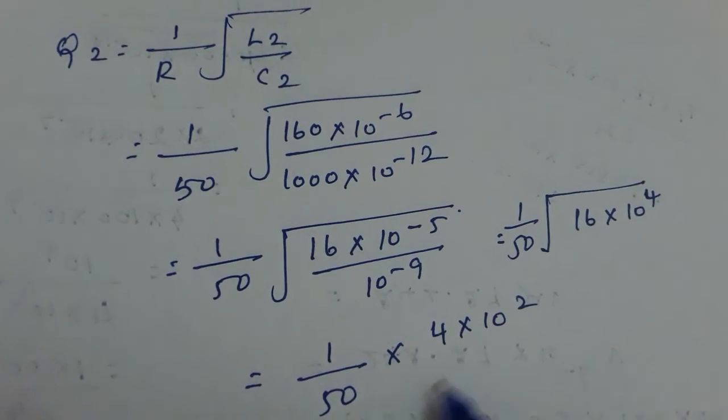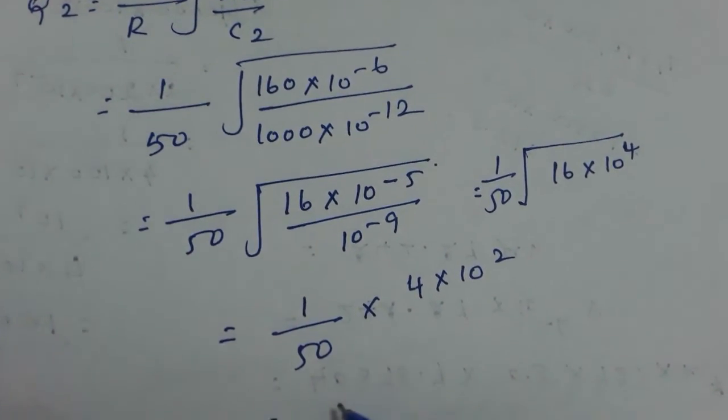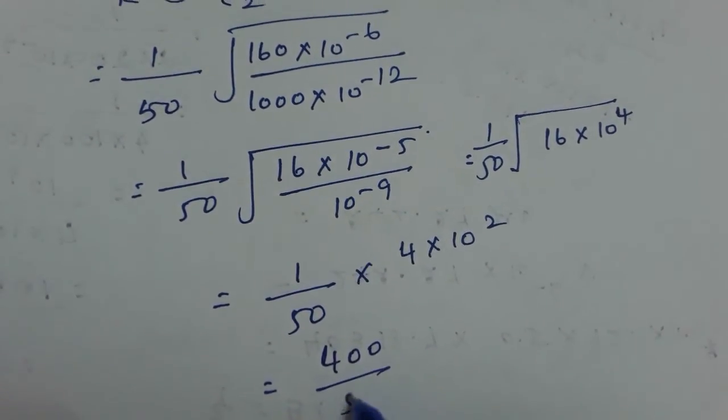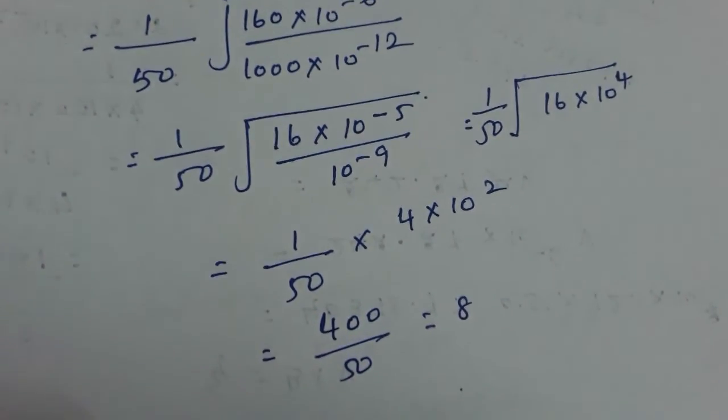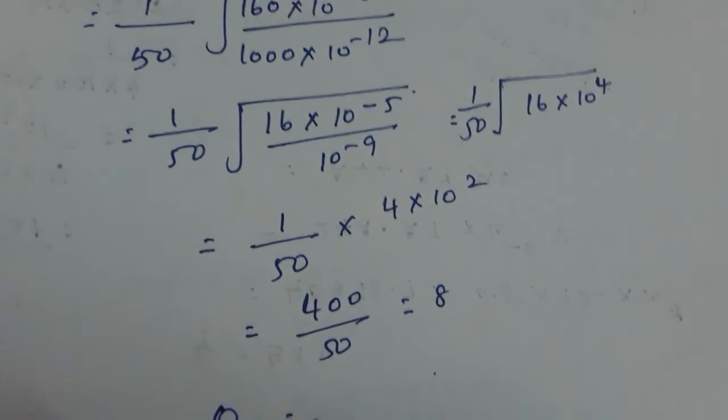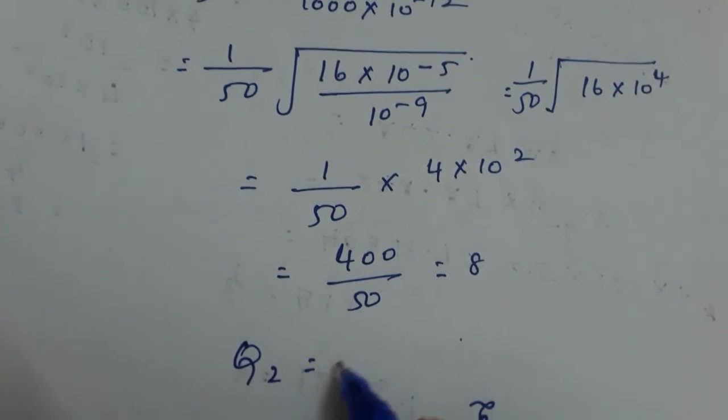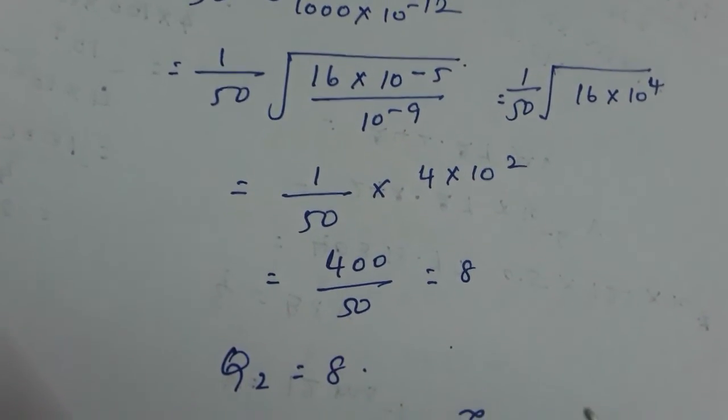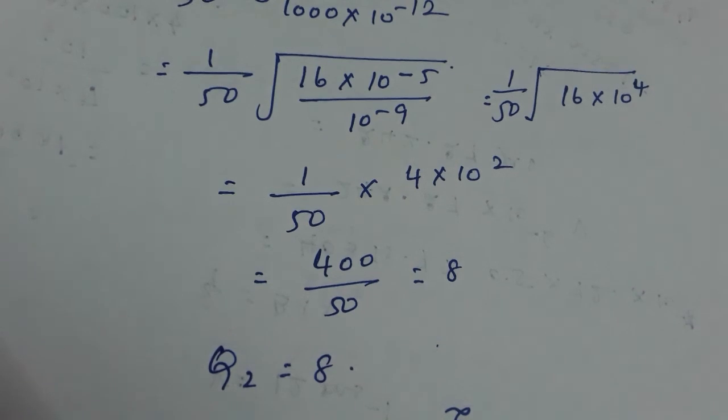So it is 400 by 50. 400 by 50 is how much? 8. So your new Q factor value Q2 is equal to 8. It does not have a unit because it is a ratio.